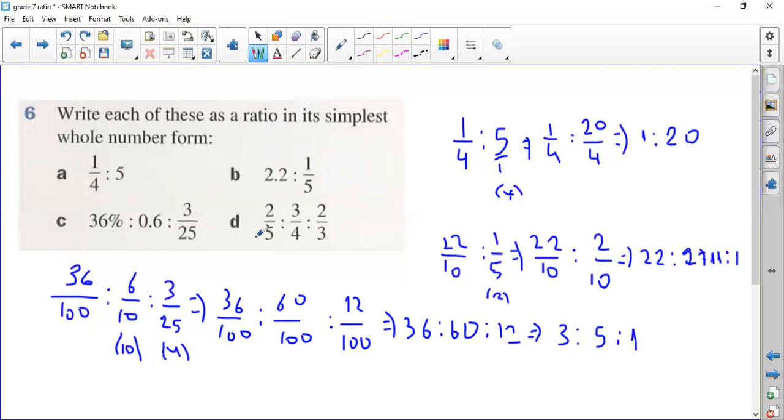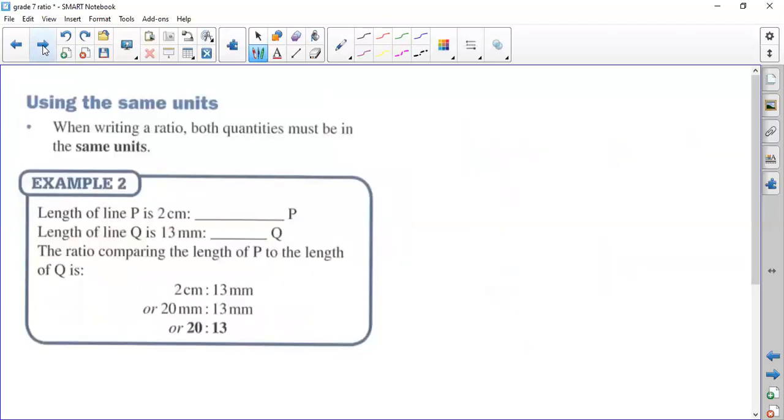Okay. And the last one, again, we have to equalize the denominators to make them 5, 4, and 3. So the least common multiple of them will be 20 times 3, 60. Okay, so we have to make them 60 and then compare the numerators. Okay, you can complete D. Now let's pass to another thing.